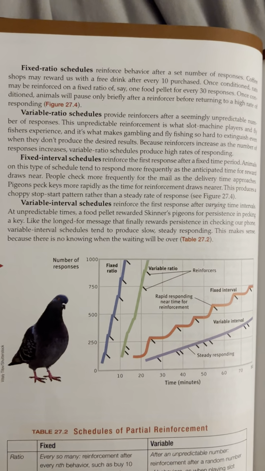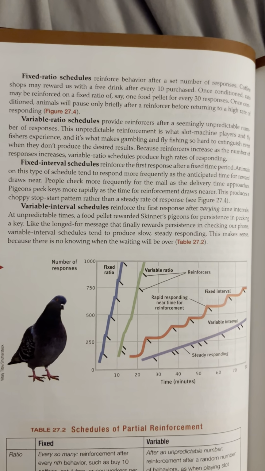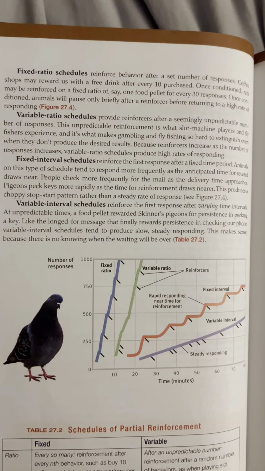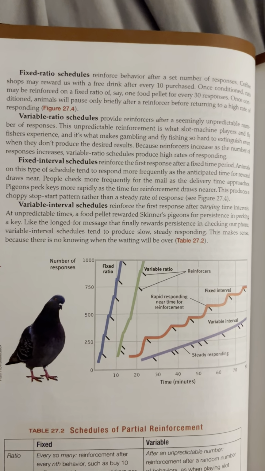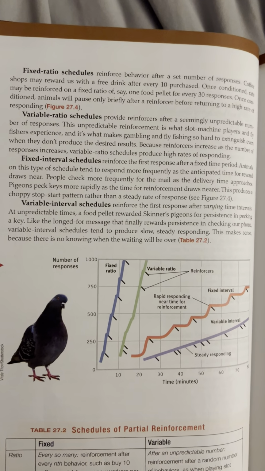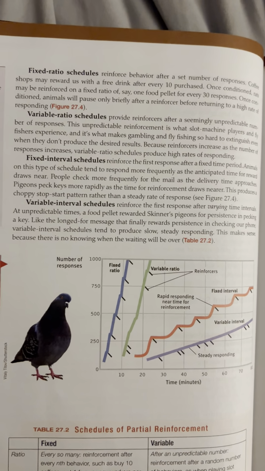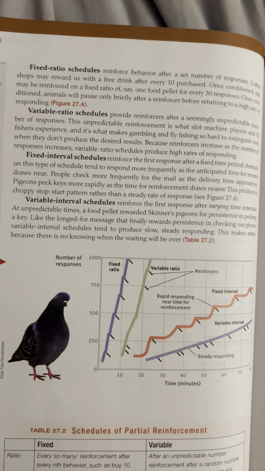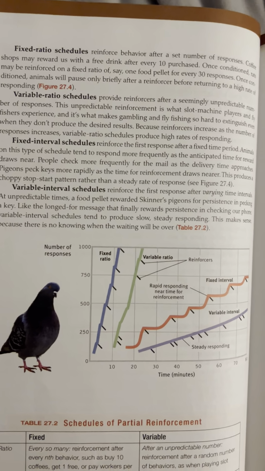Variable interval schedules reinforce the first response after varying time intervals at unpredictable times. Food pellets rewarded Skinner's pigeons for persistence in pecking a key. Like the long-awaited message that finally rewards persistence in checking our phone, variable interval schedules tend to produce slow, steady responding. This makes sense because there's no knowing when the waiting will be over.